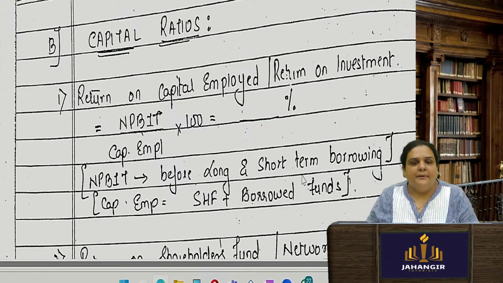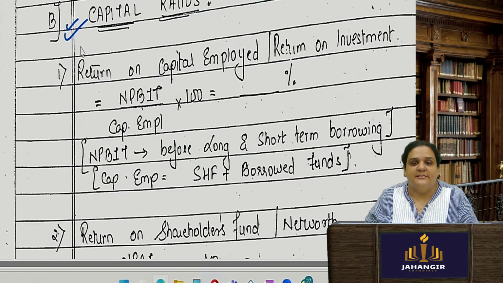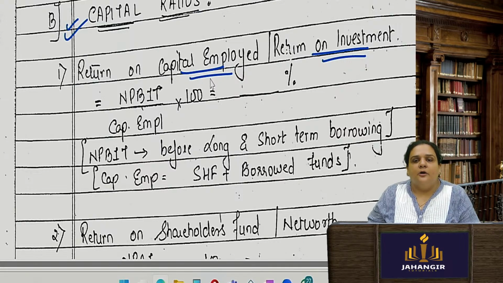Now in capital ratios, these ratios are also very important, this B section. In that, the first one is return on investment. This is the favorite question of our institute. Return on capital employed, return on investment. Return on capital employed means what?